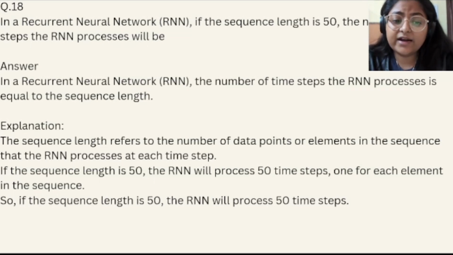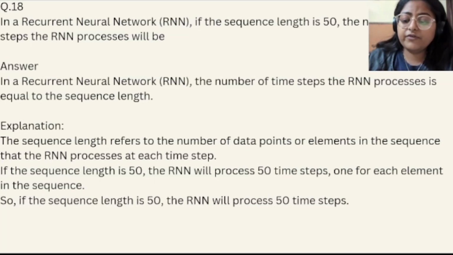The sequence length refers to the number of data points or elements in the sequence that the RNN processes at each time step. If the sequence length is 50, the RNN will process 50 time steps, one for each element in the sequence.